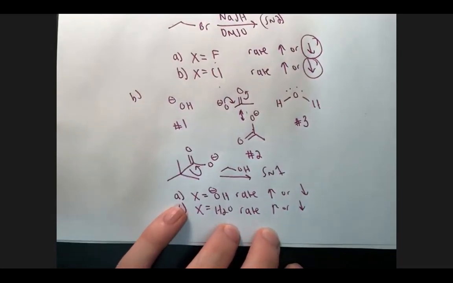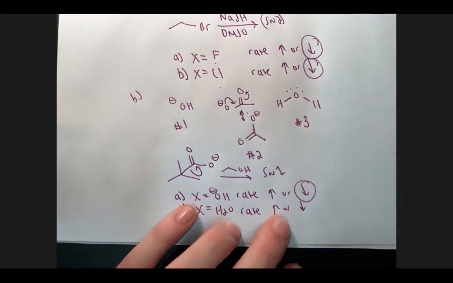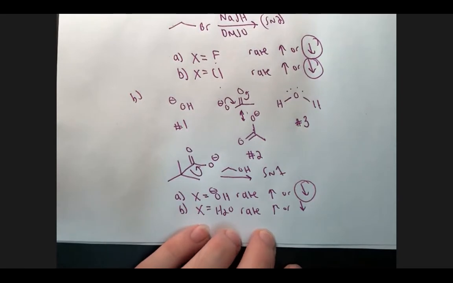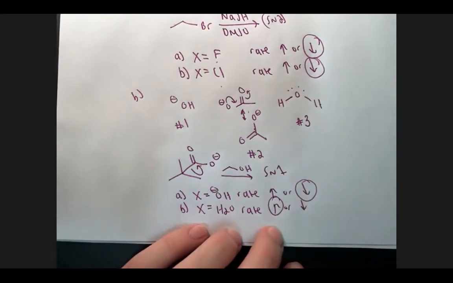Okay, so for A, if I were to change that leaving group to hydroxide, so a worse leaving group, what happens to the rate? Increase or decrease? Decrease. Great. If I change the leaving group to water, a better leaving group, does it increase or decrease the rate? Increase. Great. Awesome. Okay, you guys got it. Cool. All right, so that's A and B.